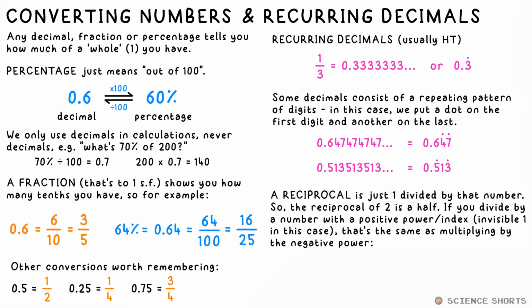A reciprocal is just 1 divided by that number. The reciprocal of 2 is 1 divided by 2, so that's just a half. We can also say that this is the same as 2 to the power of minus 1, as any negative power means we're dividing by 2 that many times, as opposed to multiplying instead.